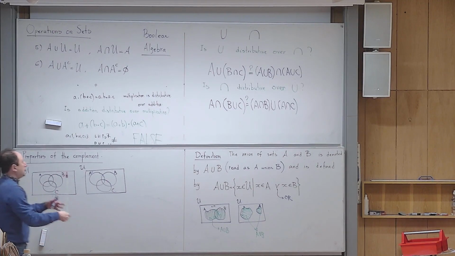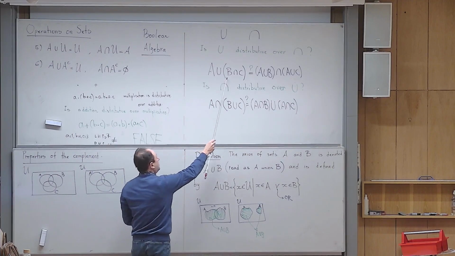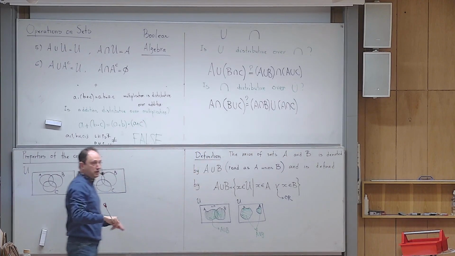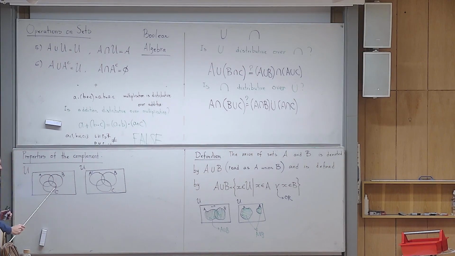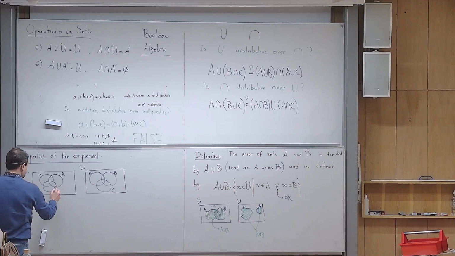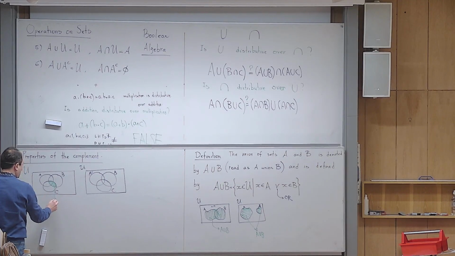So I want you to tell me where I should color if I mean B intersection C. This circle represents B, this circle represents C. When I say B intersection C, I want to look at the overlap between B and C. So where is that? I color this one. So this is, so far not the whole story, but this is B intersection C.